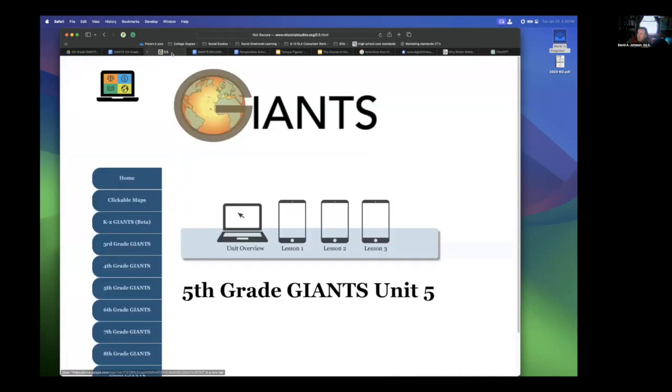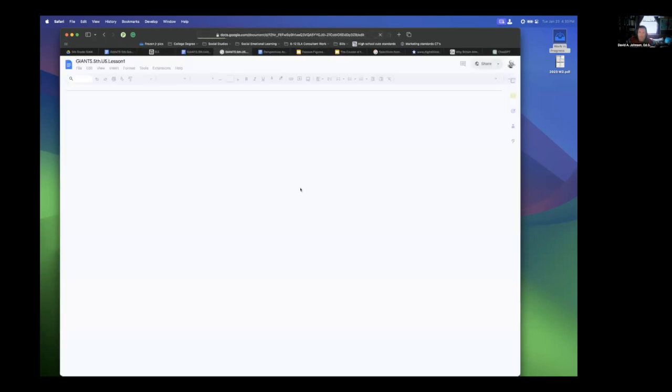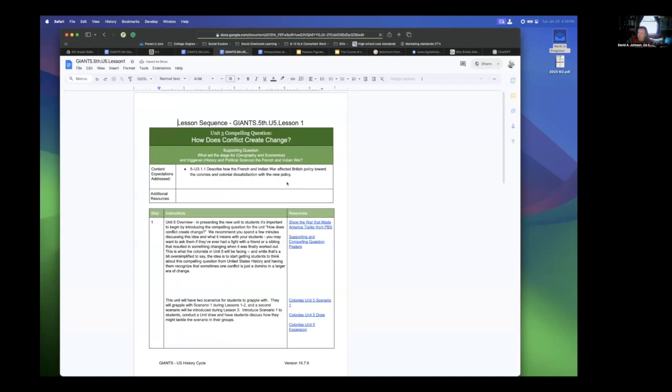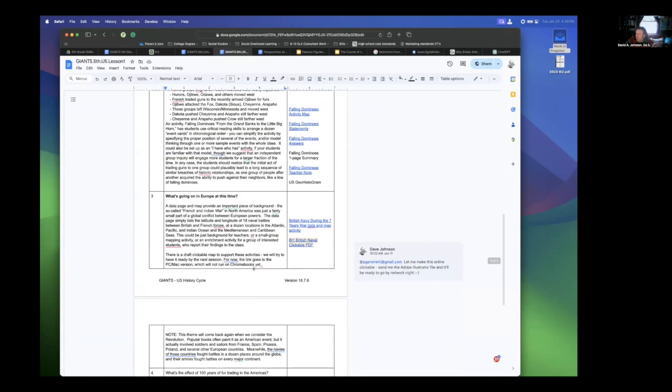Getting into the individual lessons, our first lesson is going to be basically introducing this idea of conflict and how it can shape a country. The supporting question for this first part is what set the stage for and triggered the French and Indian War? So lesson 1 is really going to be leading up to the French and Indian War itself. We're going to get a little bit into what else has happened in the colonies since last we were in there. And we're going to go through some of these activities in just a few minutes.